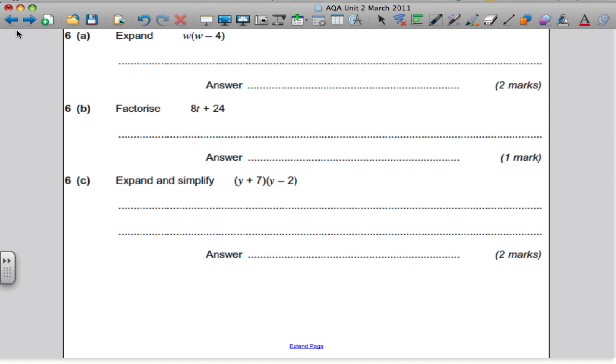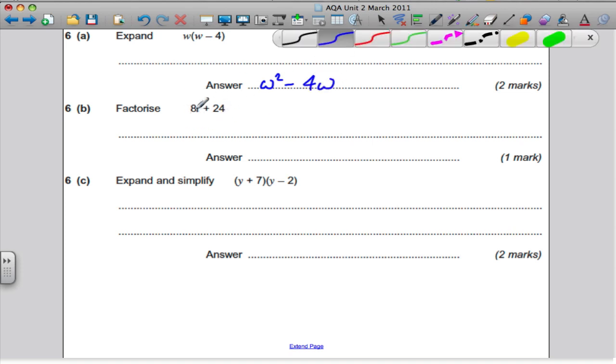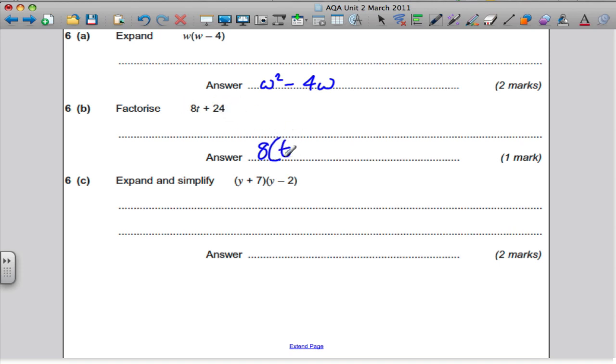Okay, question 6a, expand the following. Simple. W times W is W squared. W times 4 is 4w, so you get subtract 4w. Factorise the following. The highest common factor of 8t and 24 is 8. So 8t divided by the 8 gives you just t, and 24 divided by 8 is just 3. So you get 8(t + 3). Times it out just to check you got it right.